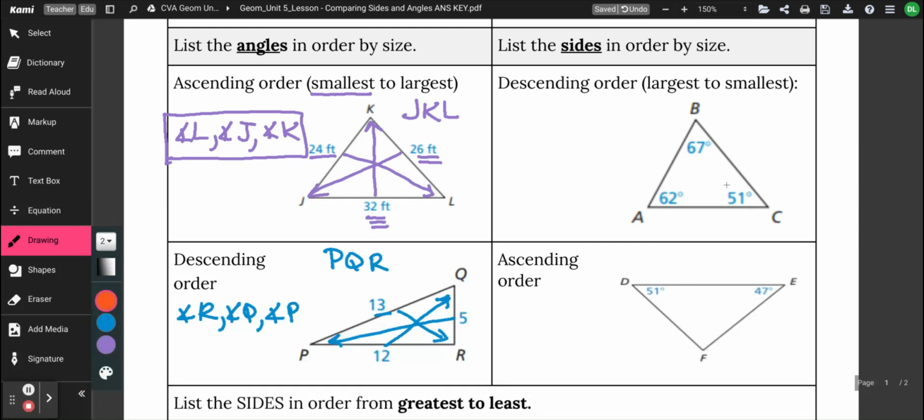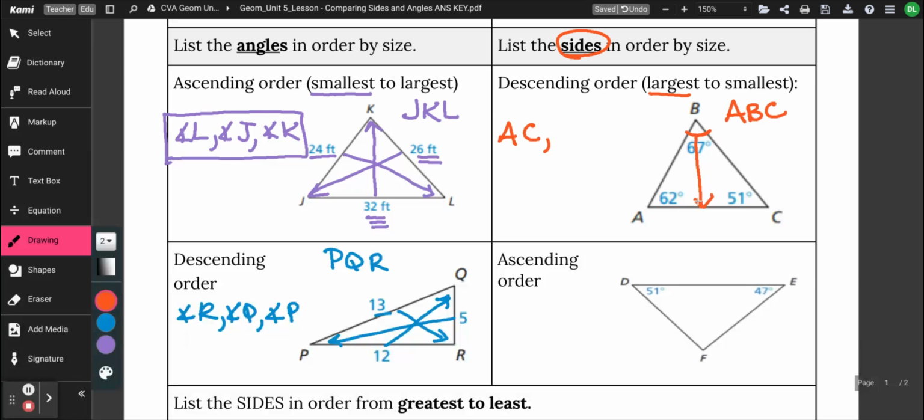Here they give us the angles, and they ask us to go from largest to smallest. This is descending order. So I have to find the biggest angle, which of course is going to be angle B. Let me write my name out here to help me with my shortcuts. Angle B is the biggest. If you cover up B, you have AC left, which means if I go across from B, I should end up at side AC. Remember, when I'm naming sides, I have to have 2 points to name a side.